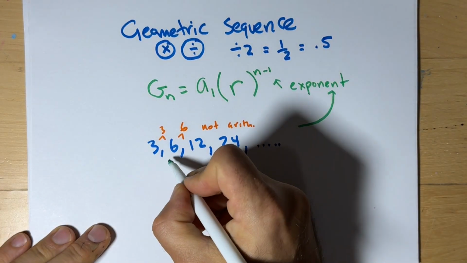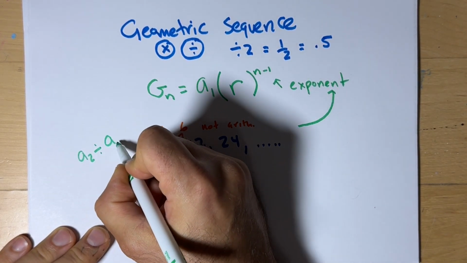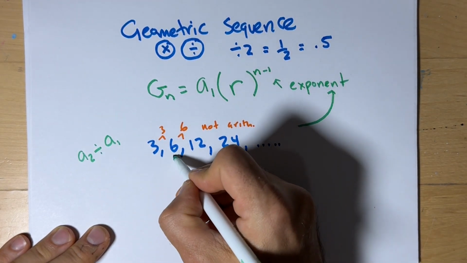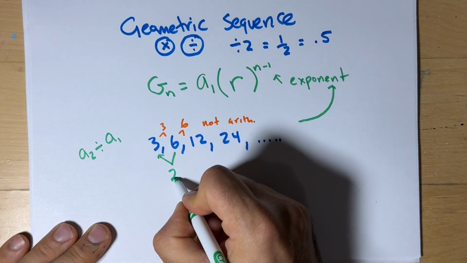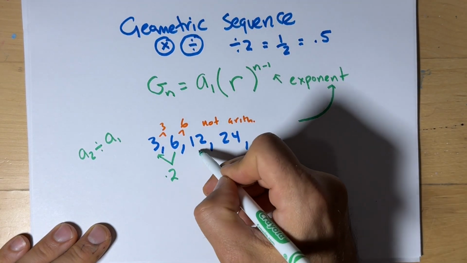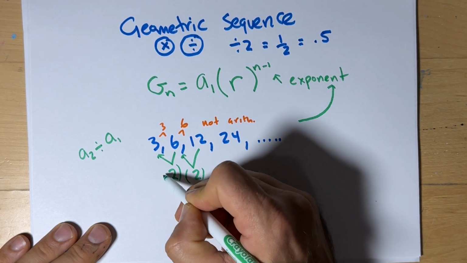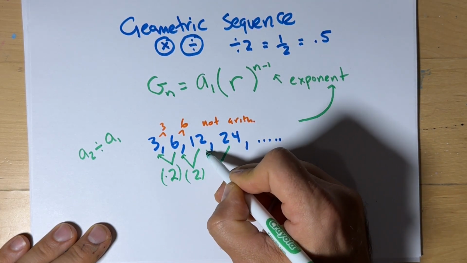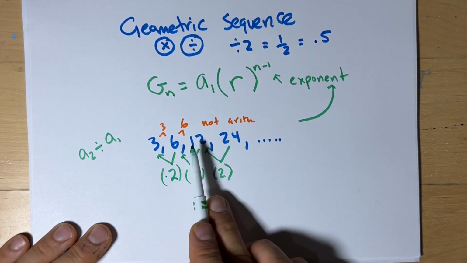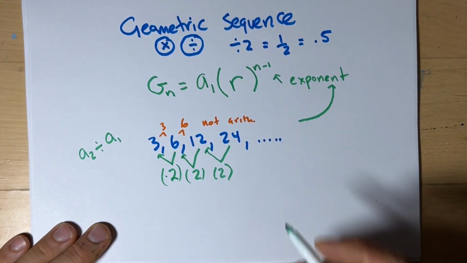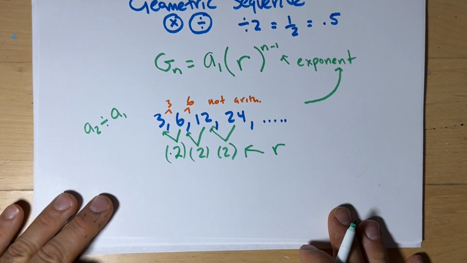Now we can divide. We're going to take the second one and divide it by the first one. Just like arithmetic, we work backwards. This one divided by this one. 6 divided by 3 is 2, times 2. 12 divided by 6 is times 2. And 24 divided by 12 is times 2. So we can see we're multiplying by 2 to get to the next term. This is the common ratio, or r.